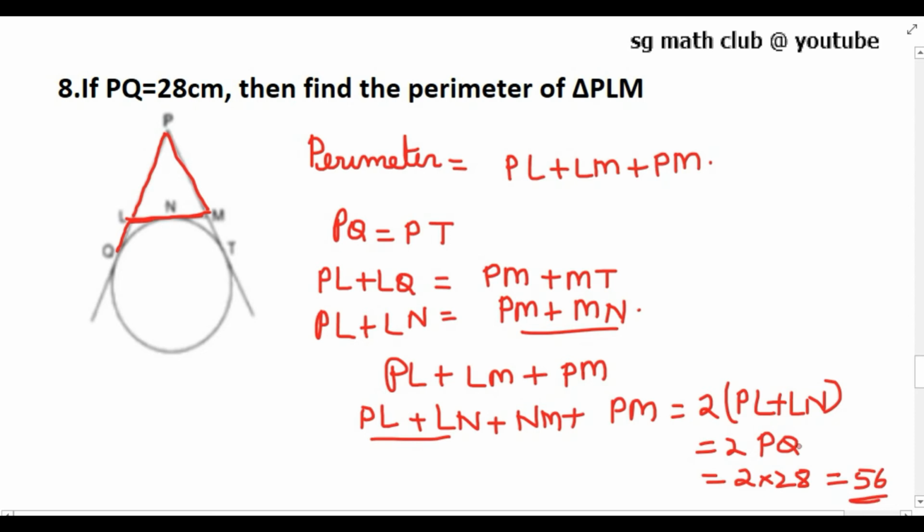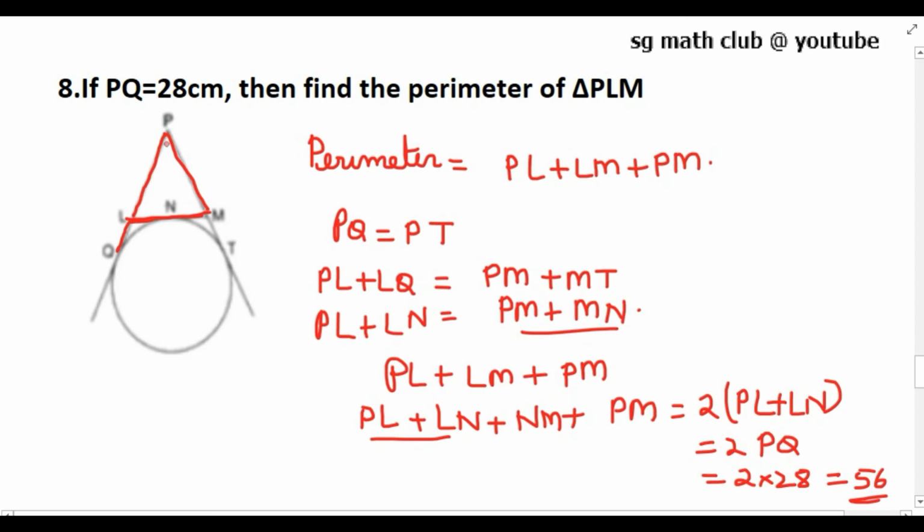Otherwise you can remember like this: in this figure, if the perimeter of the triangle is asked, if they have given a figure like this and one side is given, and you are asked to find the perimeter of the triangle, just multiply with 2.